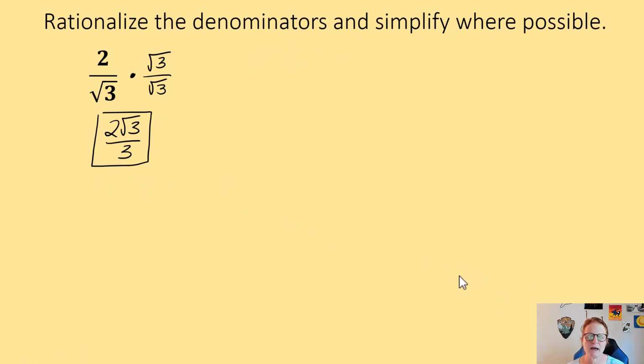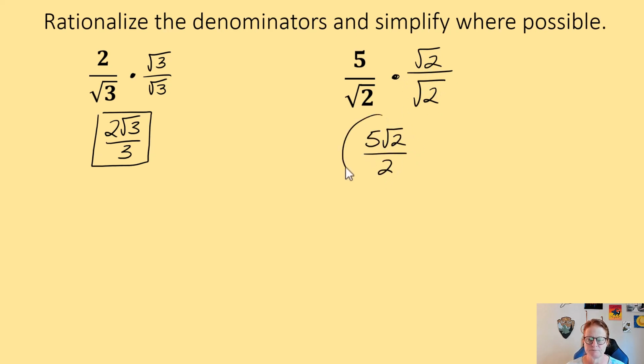Now I want you to try this one on your own. See if you can use the same process and do this problem. Pause the video, give it a try. All right, to do this, you multiply by the same surd that is in the denominator, the square root of 2 over the square root of 2. When you multiply this, you get 5 square root of 2 over 2. Final answer.